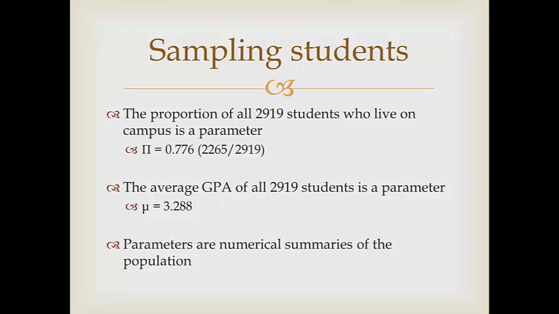Similarly, we could find the average GPA of all 2,919 students. That would be a parameter. The symbol we use for this parameter is the Greek letter mu, and we can say that the average GPA of all students at the school is 3.288. Parameters, which starts with P, are numerical summaries of the population, which also starts with the letter P.